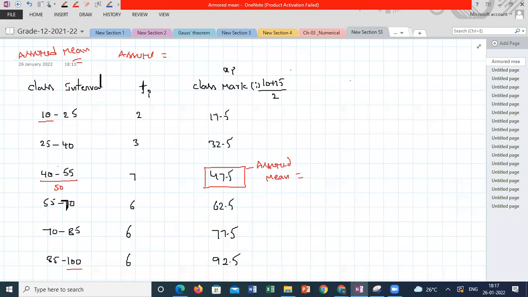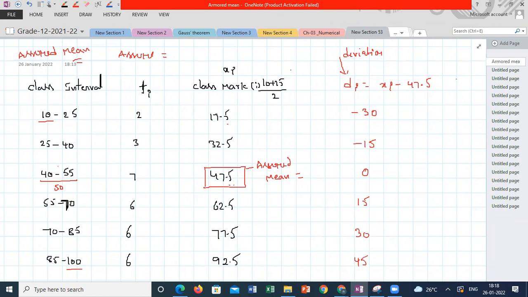The next column is Di. Di is known as deviation. You are assuming the mean, and for each class mark we see how much it is deviated from your assumed mean. So Di is equal to Xi minus the assumed mean. Subtracting, 17.5 minus 47.5 is minus 30, then minus 15, 0, then 15, 30, 45.